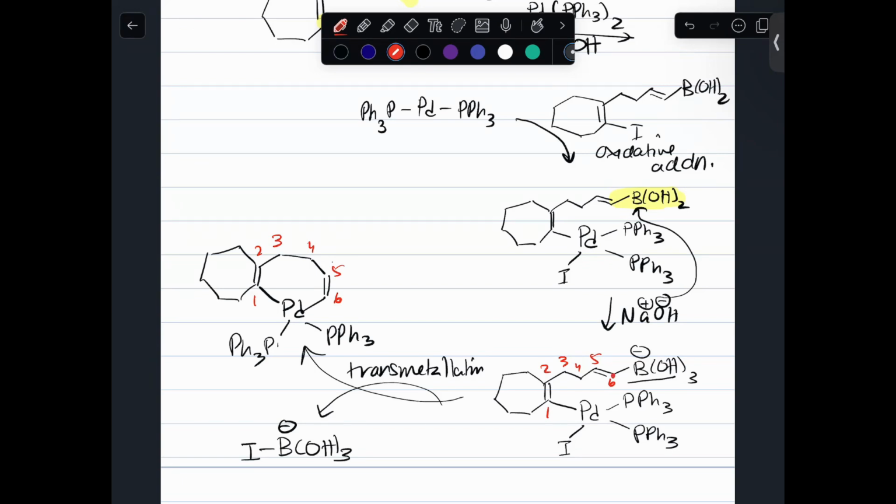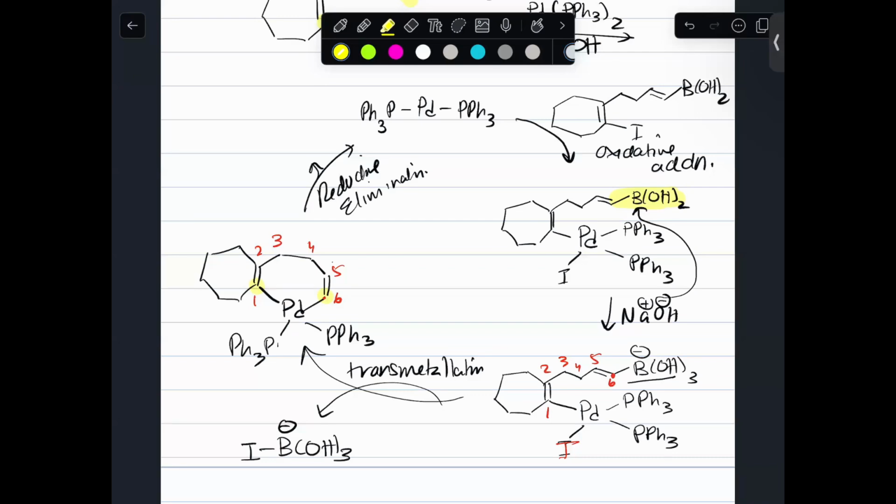Again, it's the carbon that's bonded to the boron that transmetallates and replaces that iodo group, right? And so that's the bond that you're forming between carbon-6 and palladium. So it's a 7-membered complex. And now I can do my reductive elimination step, where I'm forming a 6-membered ring because it's the carbon-1 and carbon-6 that are forming a bond.